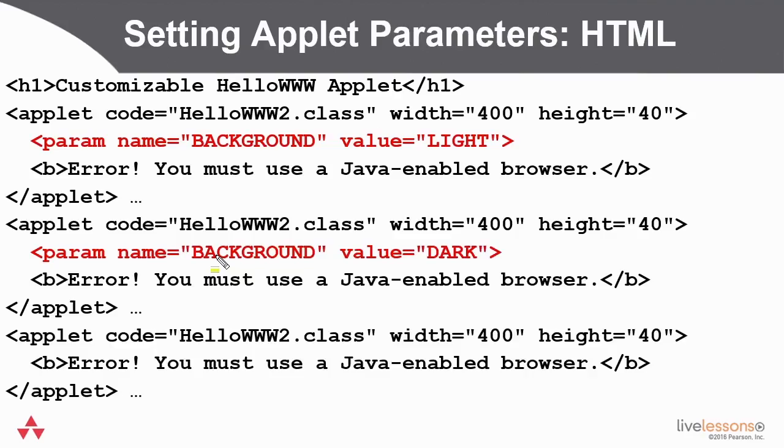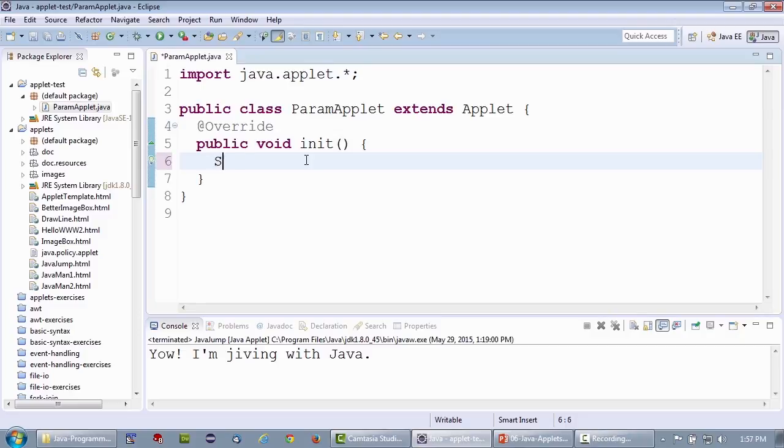So here's an example. Suppose I want to let the HTML author customize the background color of the page. And the HTML author is going to use a param tag with the name background and with various different values. And then my code is going to read that parameter and change the background color based on what the HTML author supplies. All right, let's make an attempt at that. I want to read the background color. String bg for background equals getParameter background.